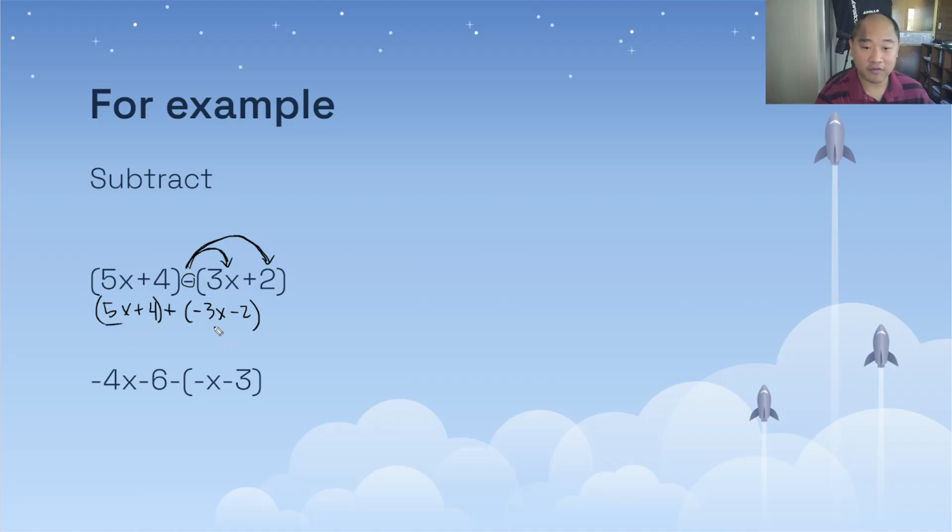So now we have 5x and negative 3x. We can combine those terms, and that would be 2x. Then we have 4 and negative 2, and that's plus 2.